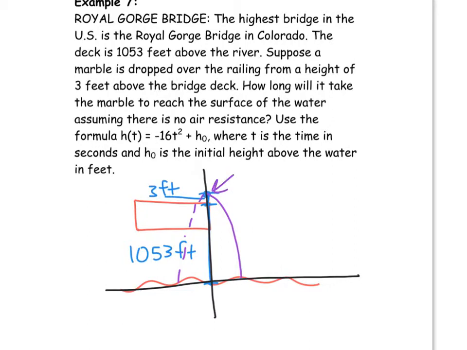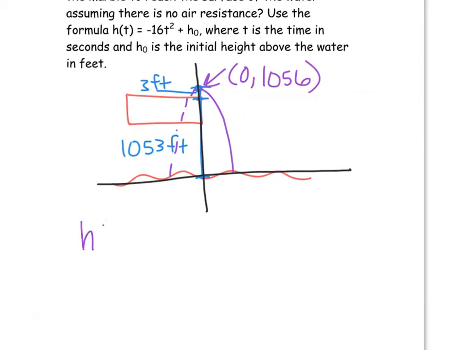So this point right here is actually the vertex, and we know that the x-coordinate of that point is 0 because it's on the y-axis. Here, the point is (0, 1,056) because it's 3 feet above the 1,053 feet. So really all you have to do for this problem is plug in for h naught, that's your initial height above the water, and that's 1,056. So we're going to rewrite our equation to be h of t equals negative 16t squared plus 1,056. So remember, h of t, that's just like y, and t is just like x.